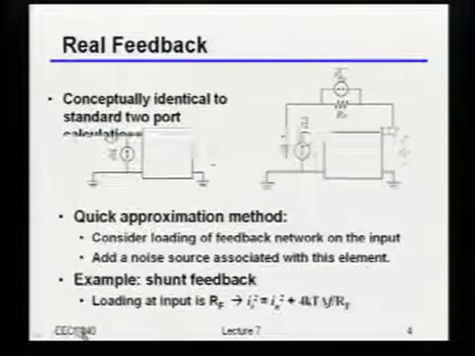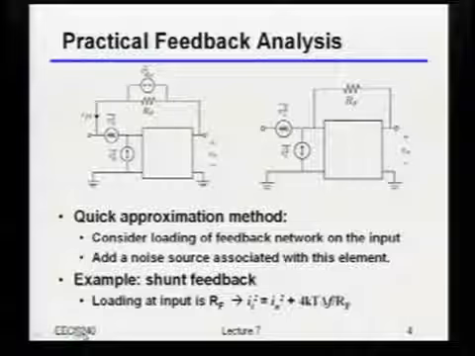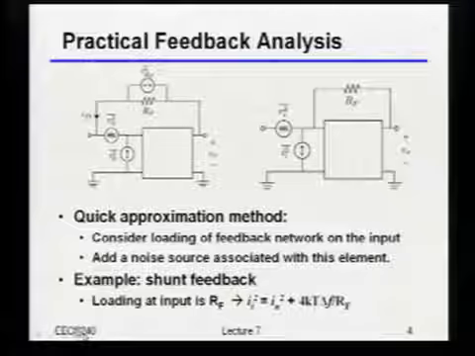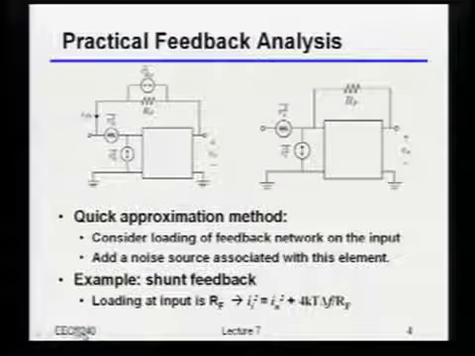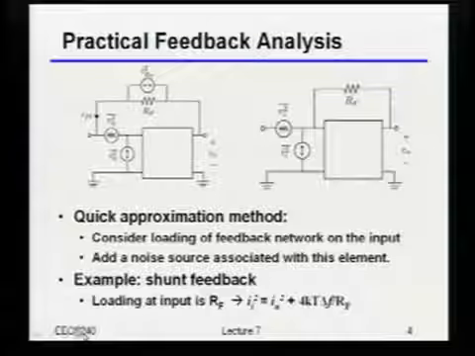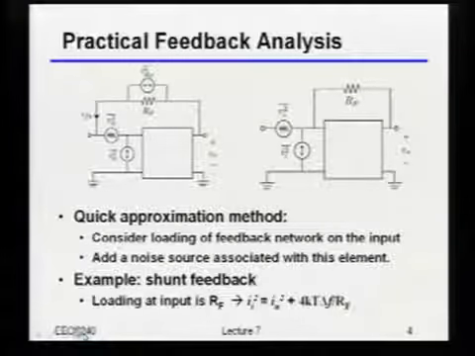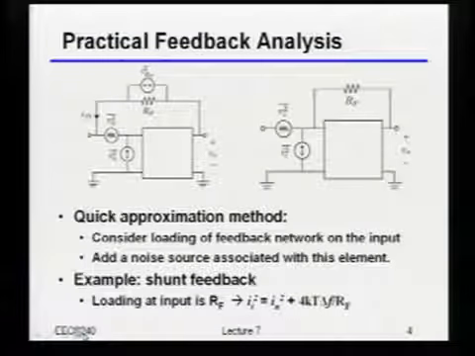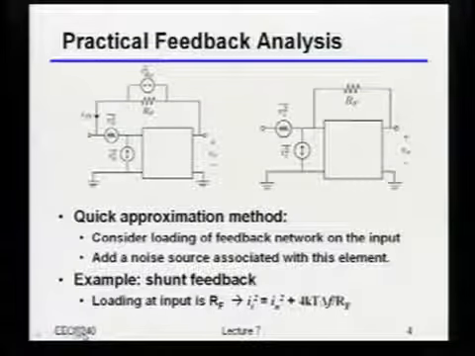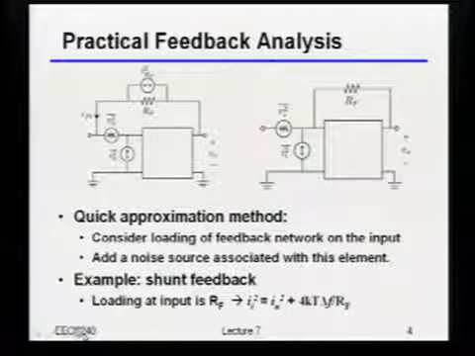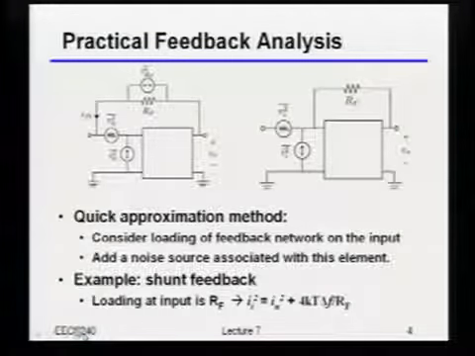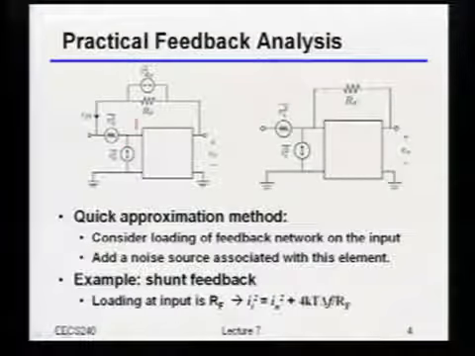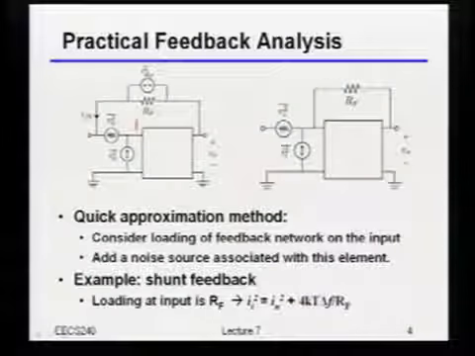So instead, what I claim is, from a practical standpoint, most of the time you can do something a little bit easier. The easier thing to do is figure out what the loading, quote unquote, of that feedback circuit is on the input, and then just take the noise associated with that loading and directly add it into the input. To be more specific, let's say I take this shunt feedback over here, which is just like the transimpedance amplifier configuration.